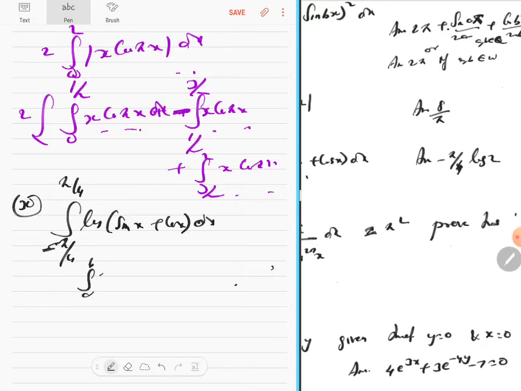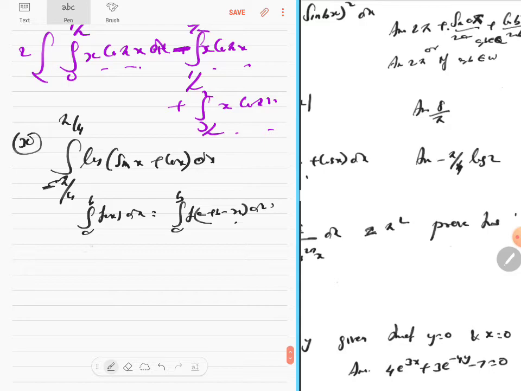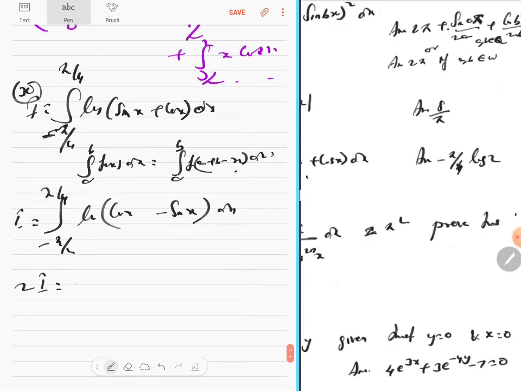So is it like integral a to b of f of x dx can be written as a to b of f of a plus b minus x dx? Can I do that? In that case sin of minus x, so it will become log of cos x minus sin x dx, from minus pi by 4 to pi by 4. Now I can consider this as I and this as I. So if I do 2I, log and log will get added and it will become multiplication. So log of cos x plus sin x into log of cos x minus sin x, which is cos square x minus sin square x, which is the cos 2x formula. So then it's integration of log of cos 2x dx.